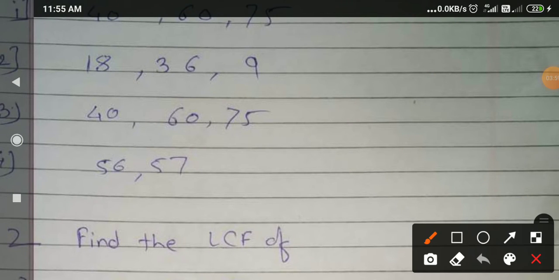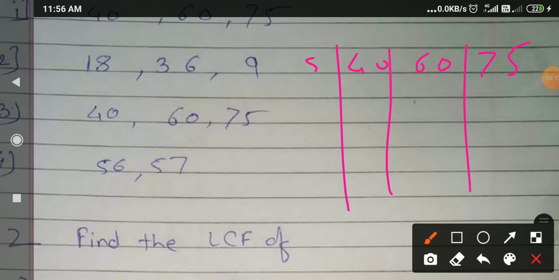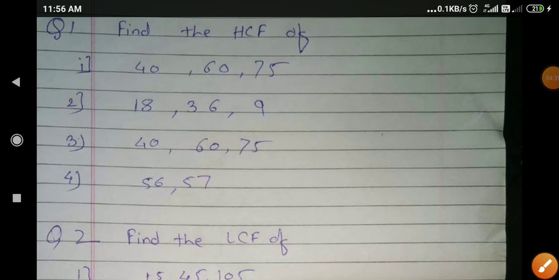The next question is 40, 60 and 75. First of all, these numbers are all divisible by 5 because 0 and 5 are at the unit place. So 5 8s are 40, 5 1s are 5, 5 2s are 10, 5 1s are 5 and 5 5s are 75. Now here 8, 12 and 15. I think this question is repeated. Yes, no? Yes. So it's not necessary to solve because this question was repeated.